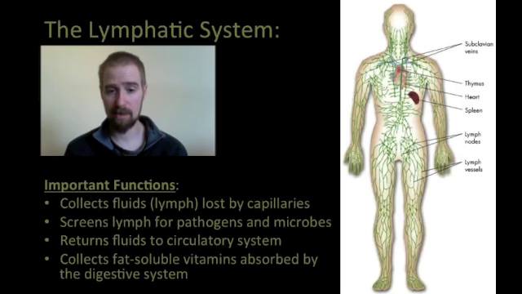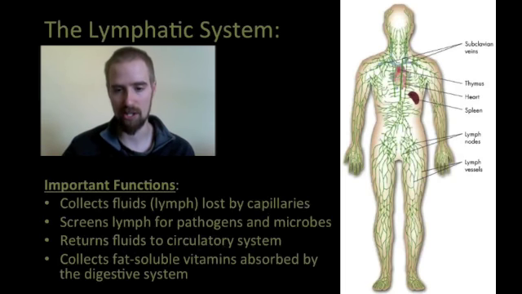The lymphatic system has several important functions. A lot of fluid is actually lost from our capillaries during a normal day, and this fluid, which we call lymph, is collected by the lymphatic system. The lymphatic system then screens the lymph for pathogens and microbes, and then it returns these fluids to the circulatory system. The lymphatic system also works a little bit with our digestive system, because certain fat-soluble vitamins are absorbed by the digestive system with the help of the lymphatic system.